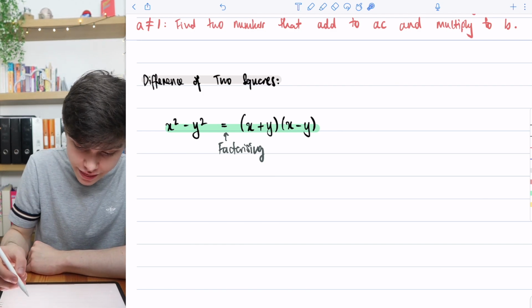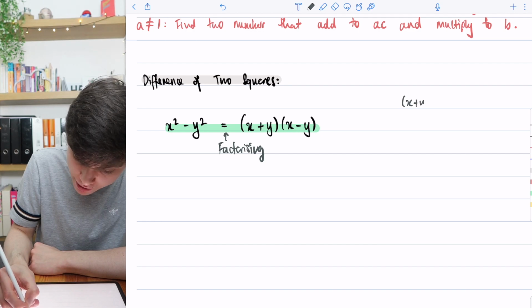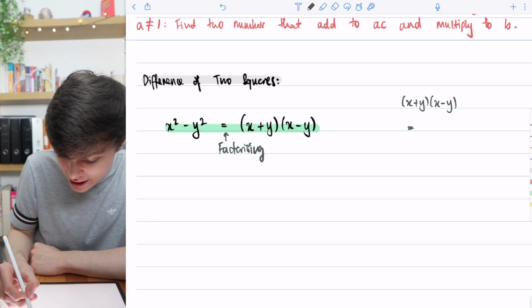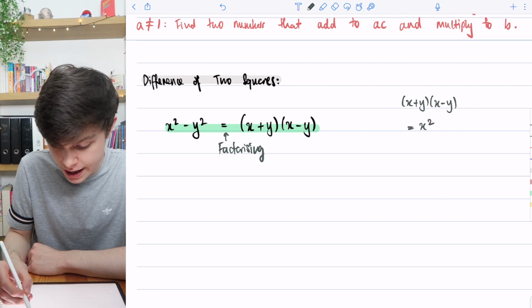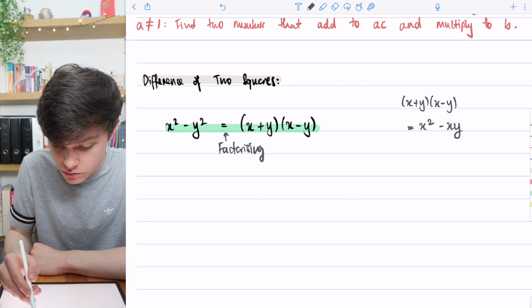So we can think about expanding that. I'll do this in a grey up here. So x plus y, x minus y, we'll have the x times the x, which will give me x squared. We'll have the x times the minus y, which will give me minus xy.